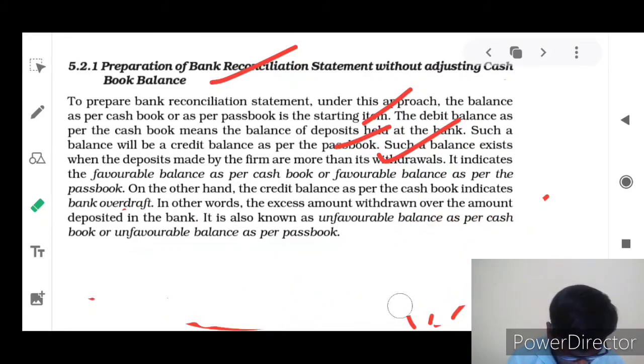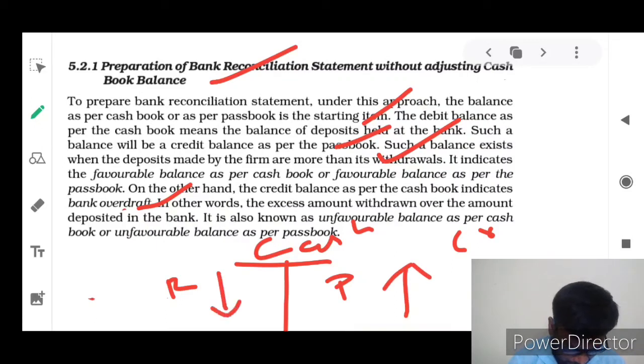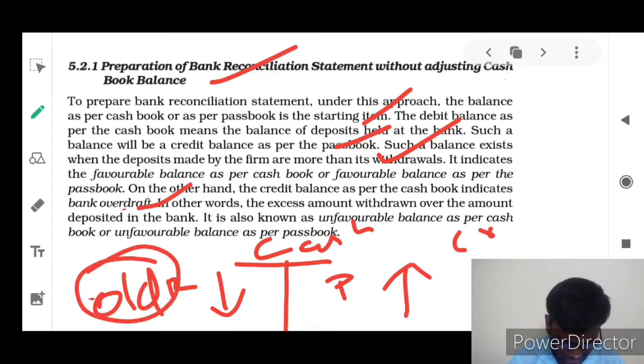It indicates the favorable balance as per the cash book or favorable balance as per the passbook. On the other hand, the credit balance as per the cash book indicates bank overdraft. See what I told you, the credit balance of cash book, which means credit side is in excess, the cash book, real account rules. So it is the receipt side, it is the payment side, so it is called credit side. So credit side of cash book is more than the debit side of cash book. So which shows very clearly it is an overdraft, isn't it?